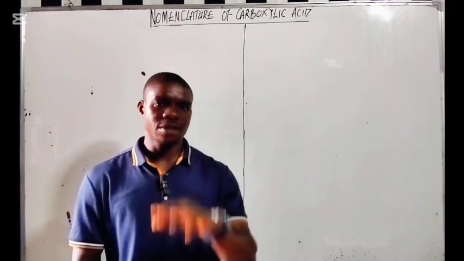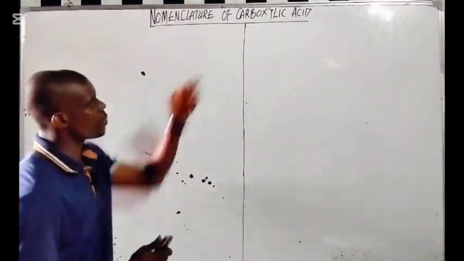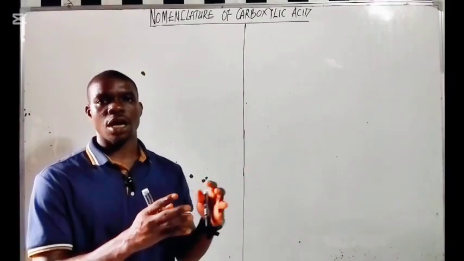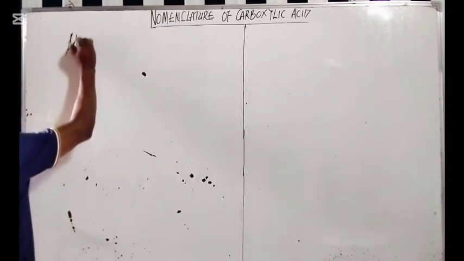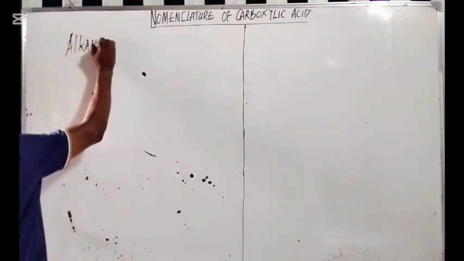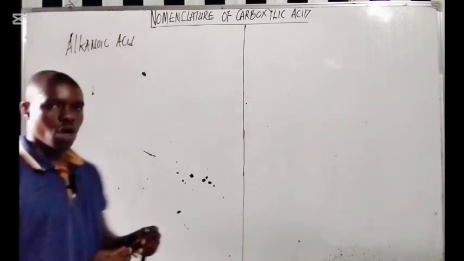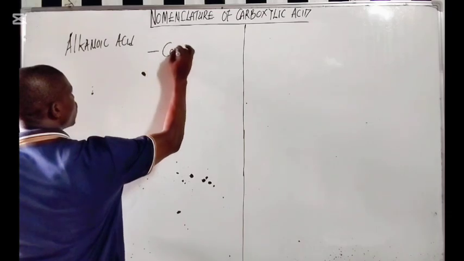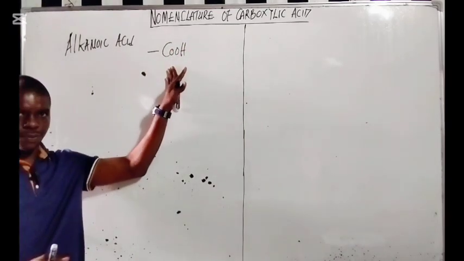So now let's start from the beginning, from the basic aspect. Now we're talking about carboxylic acid. Carboxylic acid is the common name; it is also called alkanoic acid. So whenever I talk about alkanoic acid, it's called carboxylic acid. And the functional group is COOH. This is called the carboxyl group, right?